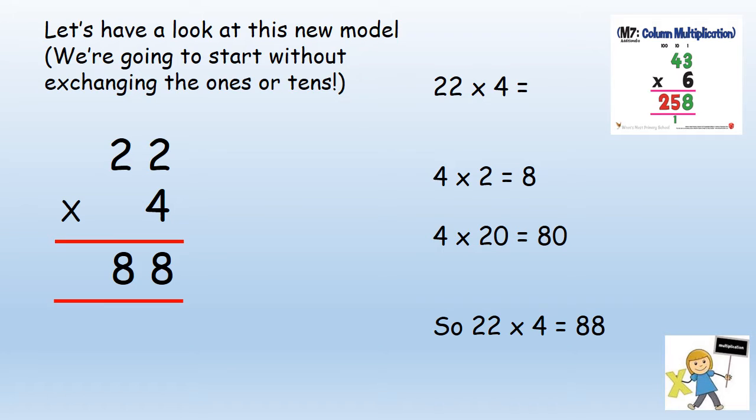Then we need to do 4 times 20. So we do 4 times 2, make it 10 times bigger. 4 times 20 equals 80. So to write 80, we put an 8 in the tens column. And then you'll see that without having to recombine, 22 times 4 equals 88. The only thing you have to be careful of is that you don't put the additional 0 in. You don't need the 0 for 80 because you've already got 8 in the 1s column.